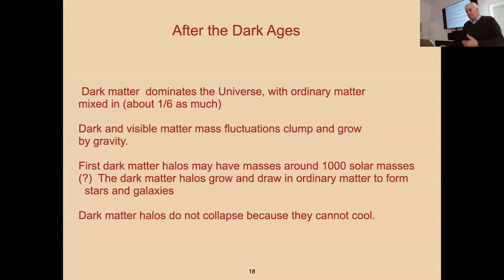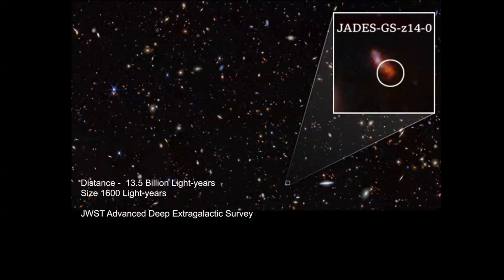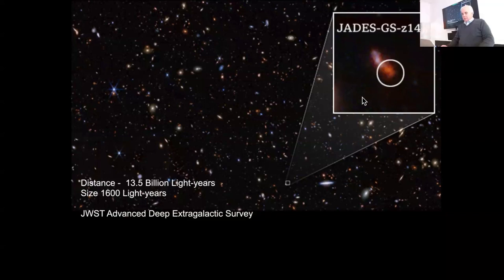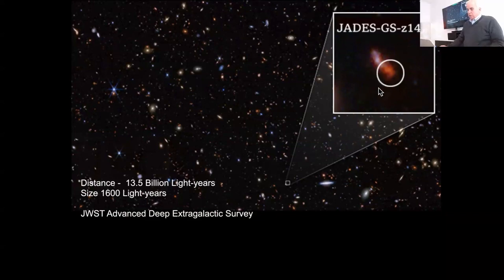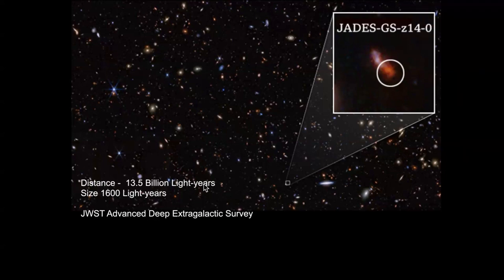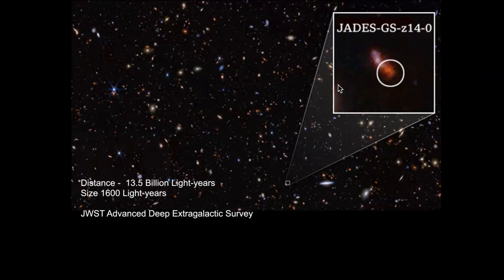And the dark matter tends to dominate all this. We don't see it. We talk about the visible matter, but remember there's about 6 times as much dark matter as visible matter. And so here is one of the things that JWST is seeing. It sees these small little red objects, and this one is 13.5 billion light years away. Z equals 14 is the redshift. So this is one of the very first things we're seeing.